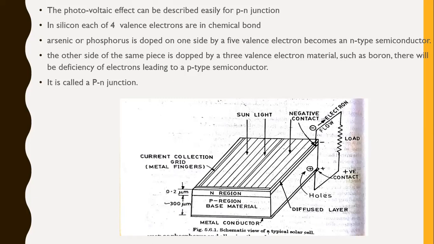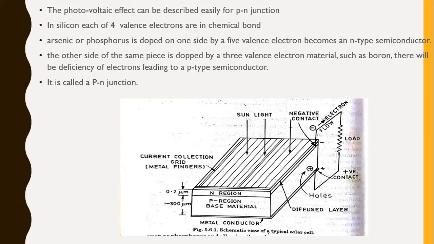Okay, so one side of p-type and the other side of n-type is called a p-n junction. In this junction, after the solar radiation, photons will be absorbed. If photons are absorbed, in the n side free electrons will be there, and in the p side holes will be there. After the absorption of photons, free electrons on the n side will tend to flow to the p side, and holes of the p side will tend to flow to the n region.